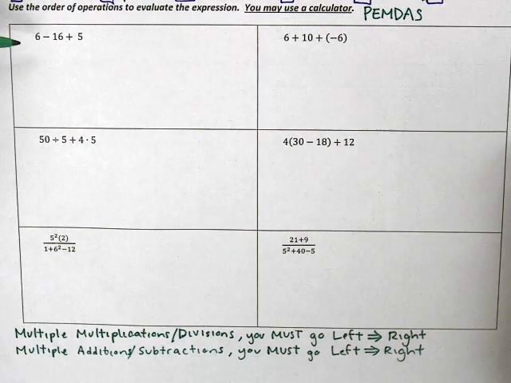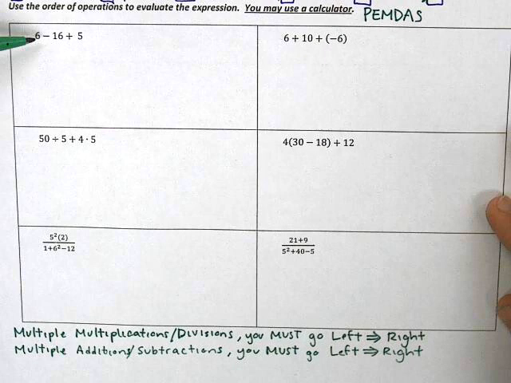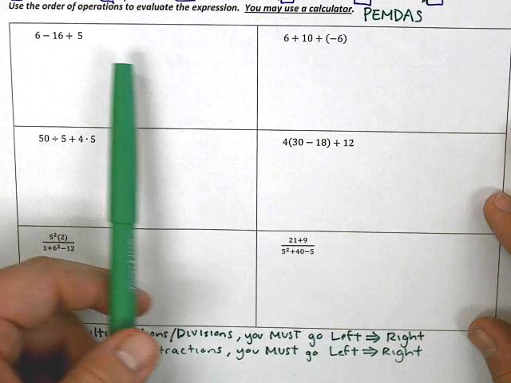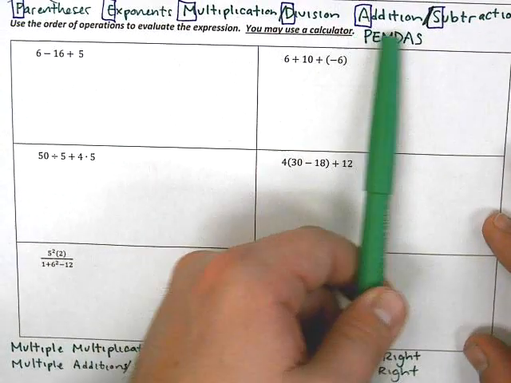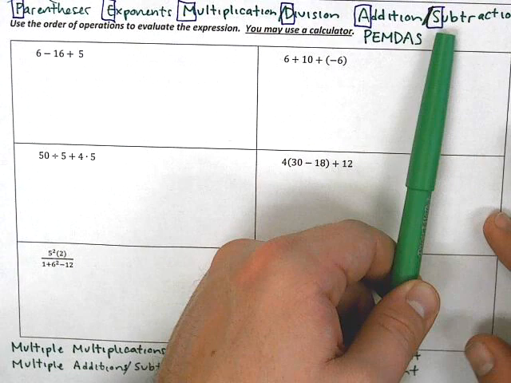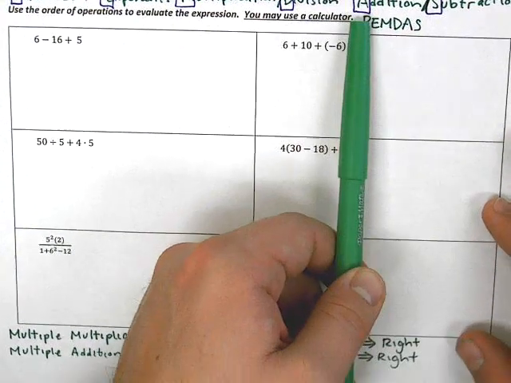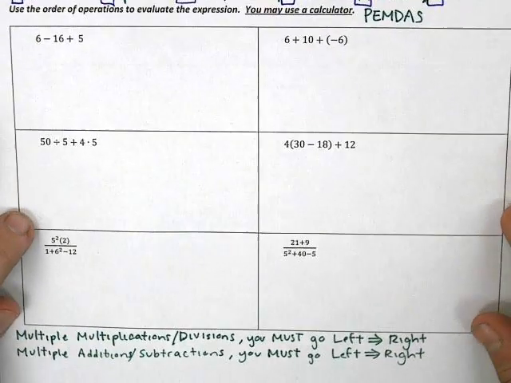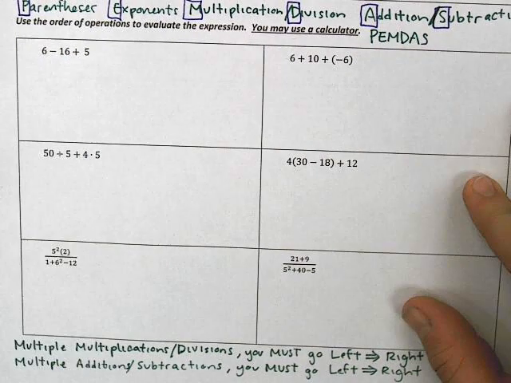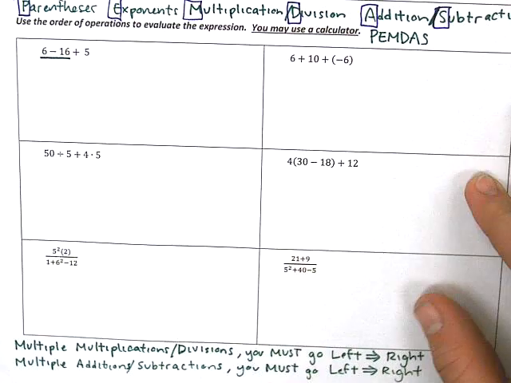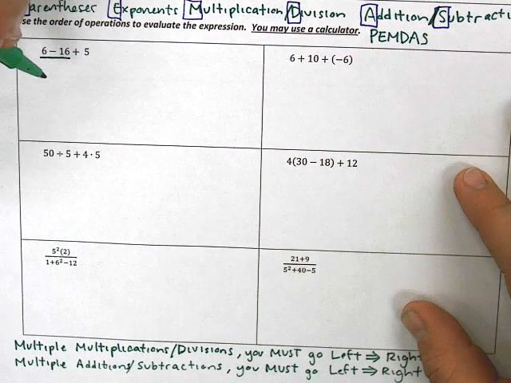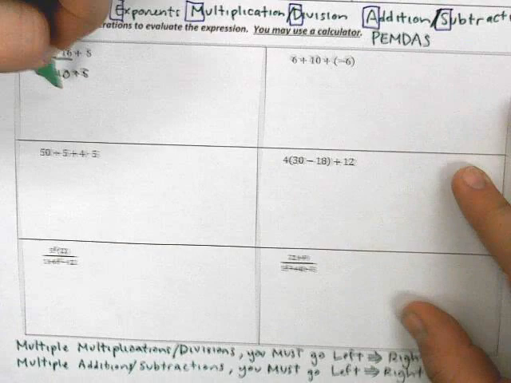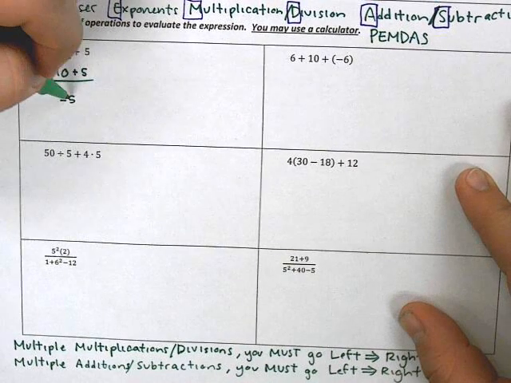Oh, what do you know? Here we go. I see that I have a minus and a plus in the same problem. Okay? Now this is a great first problem. Why? Because normally the A comes before the S, and we would want to add before we subtract. But what did we say? These are on the same level. Okay, so you have to go left to right, which means I am not going to go addition first. I'm going to do 6 minus 16 first. Okay, when I do 6 minus 16, I get negative 10. And then I have to bring down the plus 5, and now I can get my answer of negative 5.